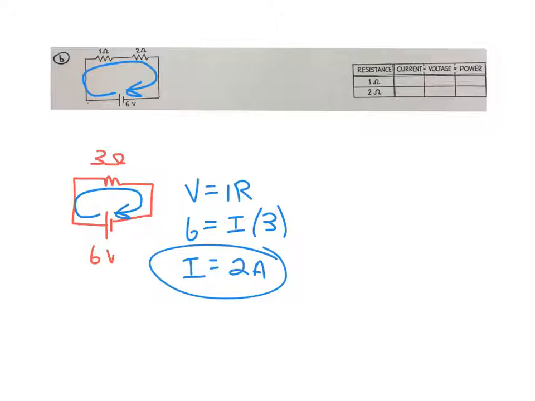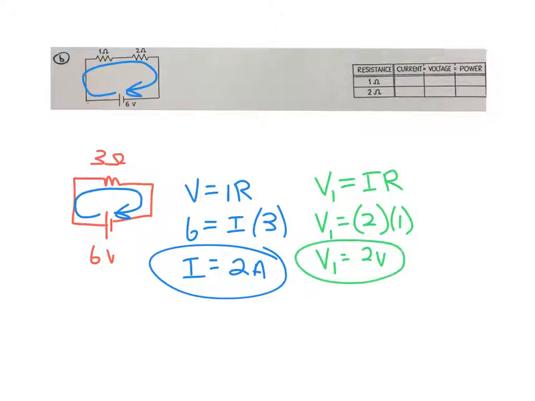So now you can calculate the voltage of each of those two resistors at the top. I'll use green. So for the 1 ohm resistor, it's going to be the current times the resistance. So the voltage will be, well, there's 2 amps flowing through it. It's a 1 ohm resistor, so its voltage is 2 volts.